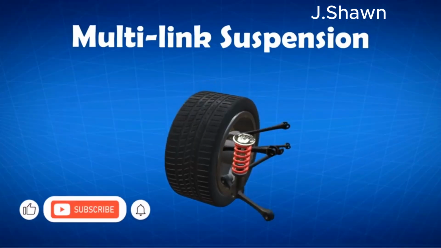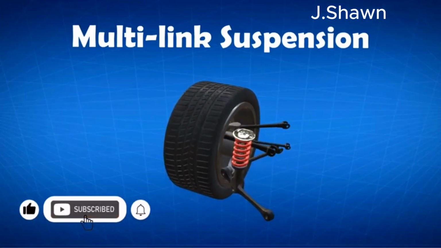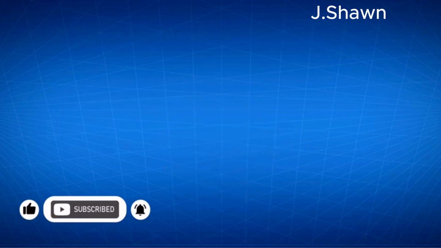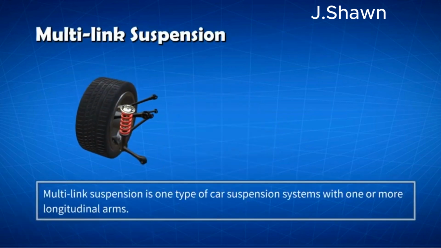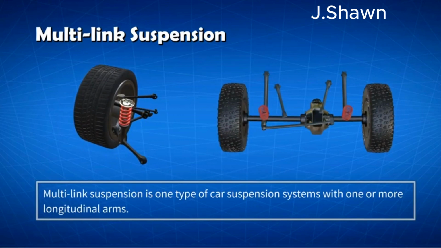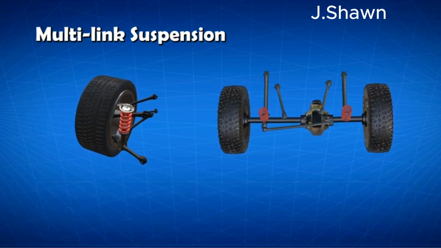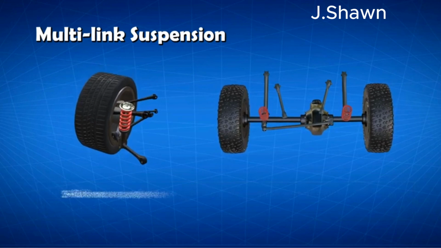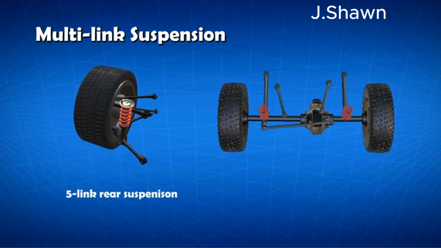Multi-link suspension. Multi-link suspension is one type of car suspension system, with one or more longitudinal arms. In a broader definition, a multi-link suspension can be considered as a suspension system with 3 control links or more, multi-links.